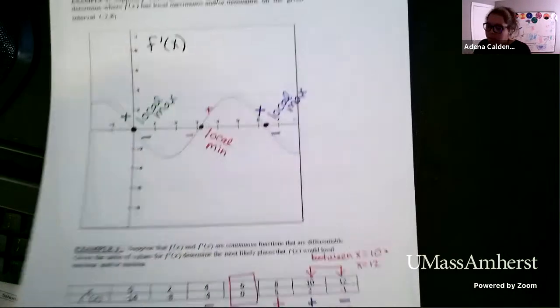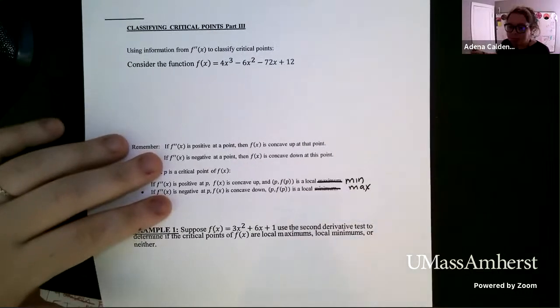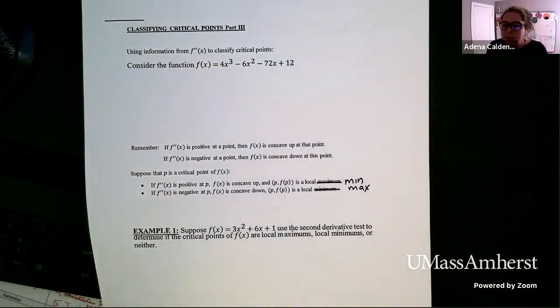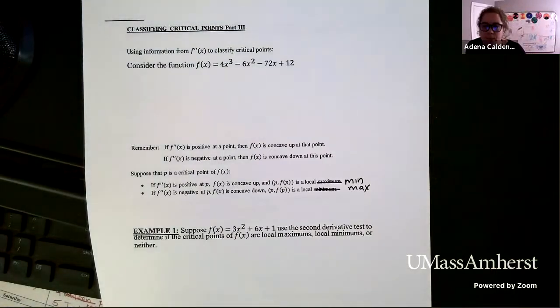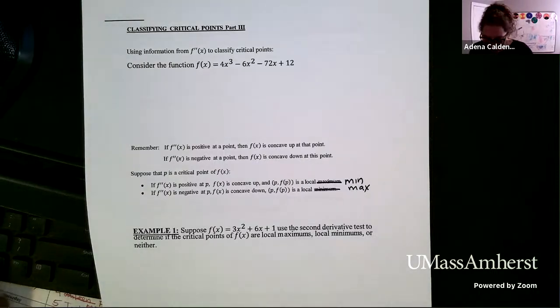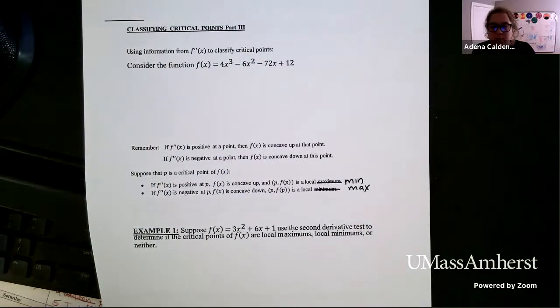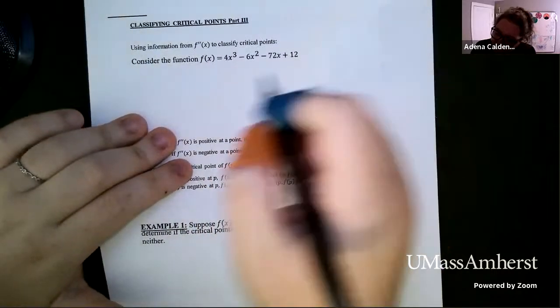So now, third, last but not least, we have the second derivative test. It's our third and final test for classifying critical points. We've used the original function, we used the first derivative, and now we're saying that there is a way to use information about the second derivative to classify critical points. So again, we go back to our function that we've looked at for all of our tests, 4x cubed minus 6x squared minus 72x plus 12.